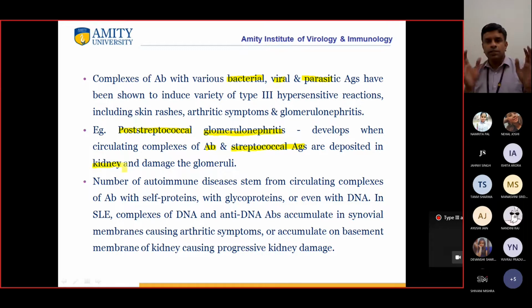Okay, so when the streptococcal infection happens, after that, an antigen-antibody complex will form, and that complex will go and settle down in the kidney. Okay, and that will lead to damage of the glomeruli. So that is what post-streptococcal glomerulonephritis is. Okay, clear?